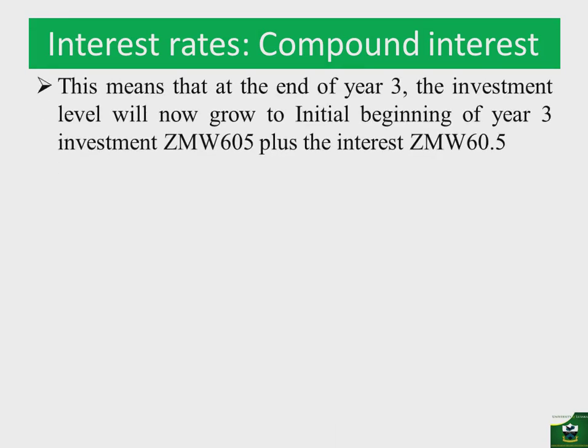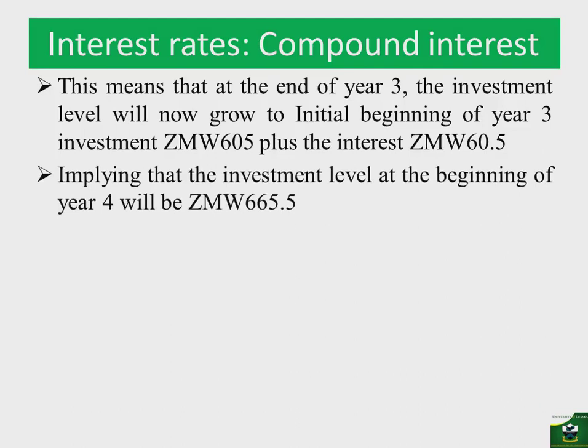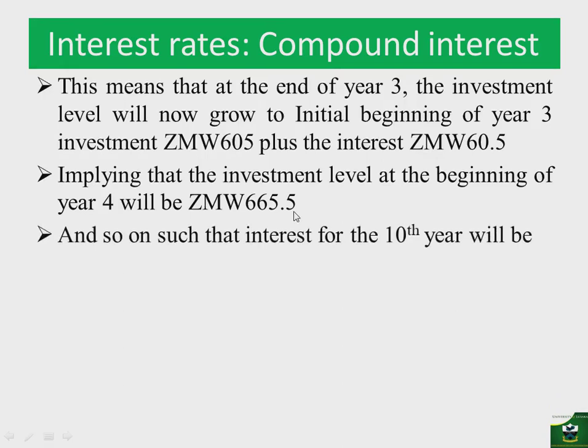This means that at the end of year 3, the investment level will now grow to the initial beginning of year 3 investment, which is 605 plus the interest of 60.5, implying that the investment level at the beginning of year 4 will be 605 plus 60.5, which will be 665 kwacha, 0.5 ngwe.